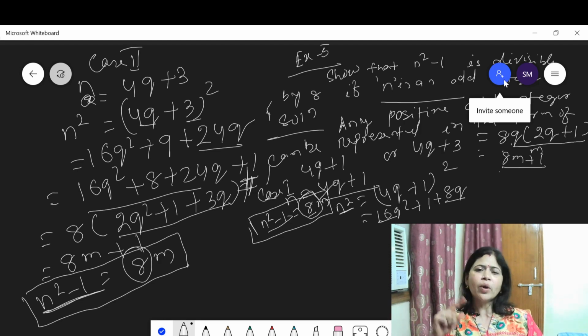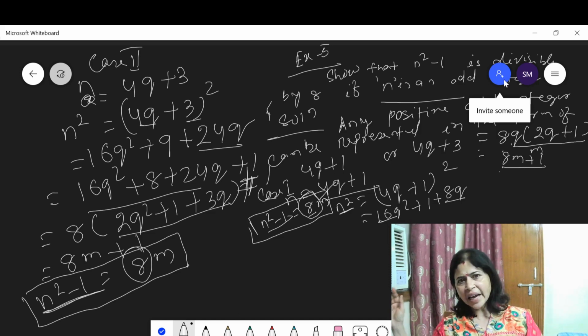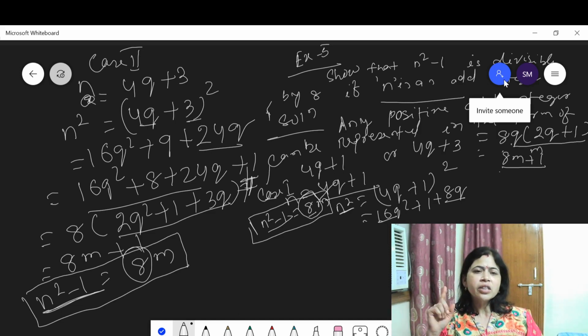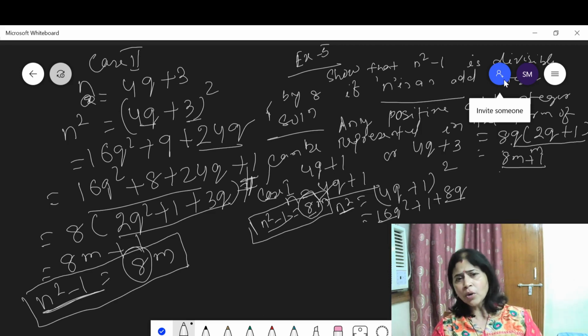This means n square minus 1 is a multiple of 8, which shows that it is divisible. If n is any positive integer, then n square minus 1 is divisible by 8. Then you take the case 2 condition. The case 2 condition says that any positive integer can also be represented in the form of 4q plus 3.